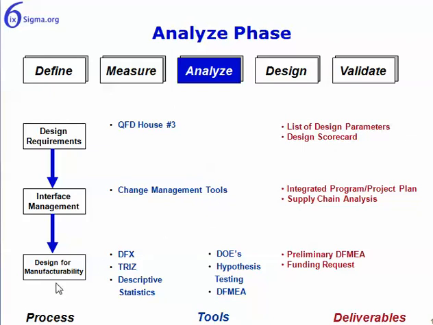And then finally, the design for manufacturability, making sure that in fact the design is manufacturable. That would be, of course, true for a product; for a service, not necessarily so. But what we want to do is make sure that we've got a preliminary design failure modes and effects analysis. So that's it for the analyze phase.